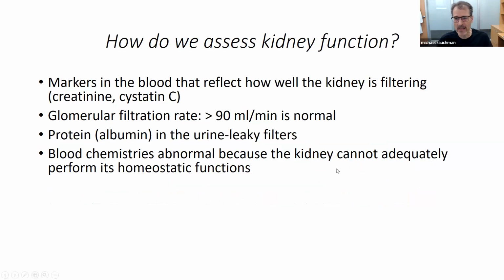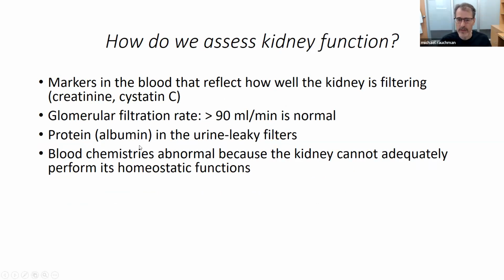So how do we assess function of the kidney? Well, we measure markers in the blood that reflect how well the kidney is filtering. The most common one we use is creatinine, but as I'll discuss at the end, it's not a perfect marker, particularly for a number of the cases that we see where children have developmental disorders. Another, newer one we use is called cystatin C. A normal glomerular filtration rate is greater than 90 milliliters per minute.